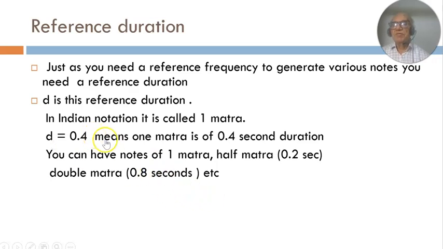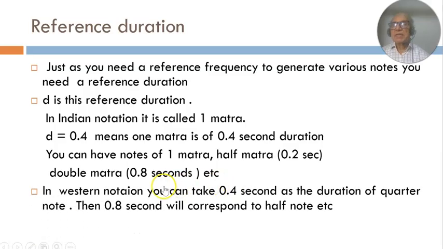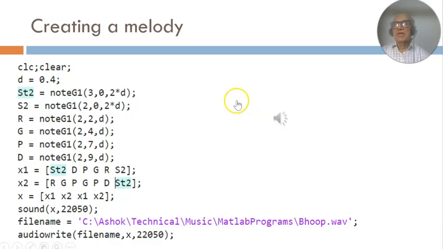In Western terms, if you want to understand this, then one way of doing it is to consider this D equal to 0.4 as the duration of a quarter note. Then 0.8 second will correspond to half note, etc. So this is the significance of this reference duration D. Alright. So we are now ready to create our melody.